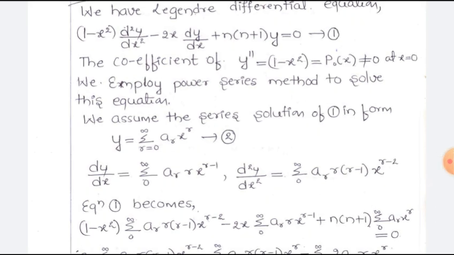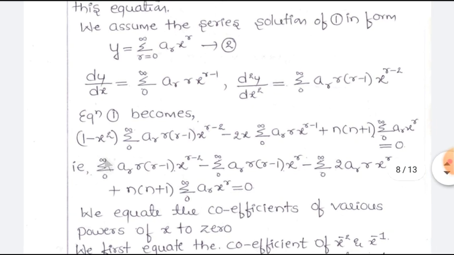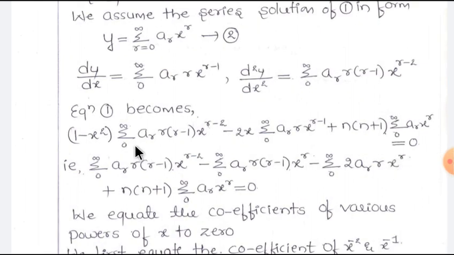substitute the d square y by dx square as we have and the dy by dx value and the value of y. Then equation 1 becomes 1 minus x square into summation, it starts from 0 to infinity ar into r minus 1 x to the power r minus 2, minus 2x, means it is the value of dy by dx, plus n into n plus 1 into y is equal to 0. So summation, it starts from 0 to infinity.